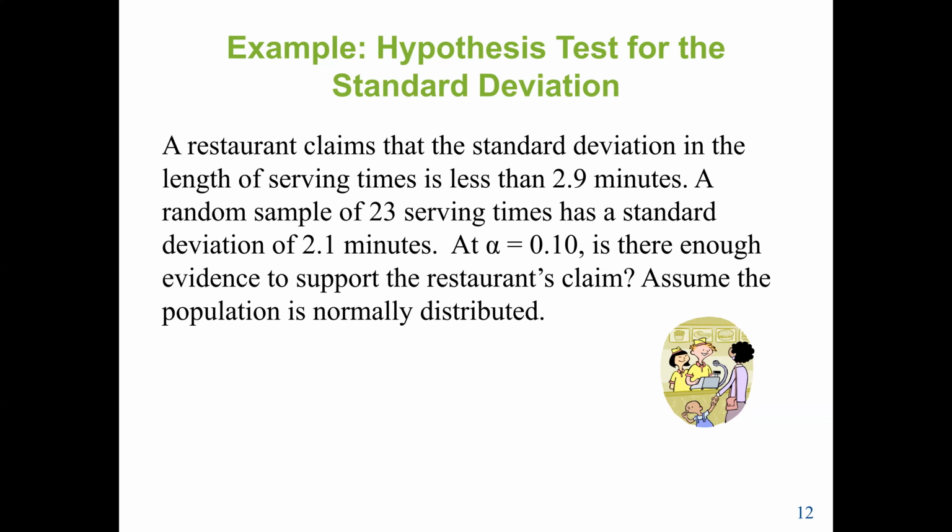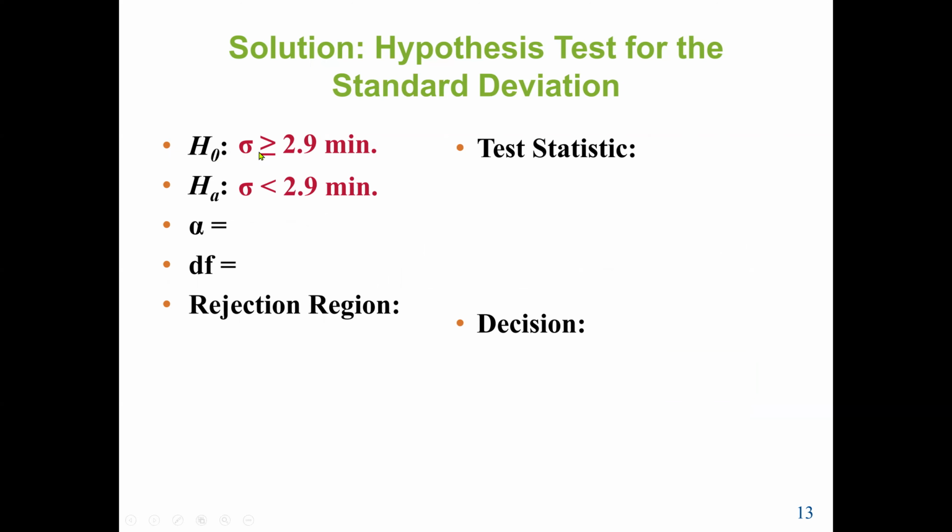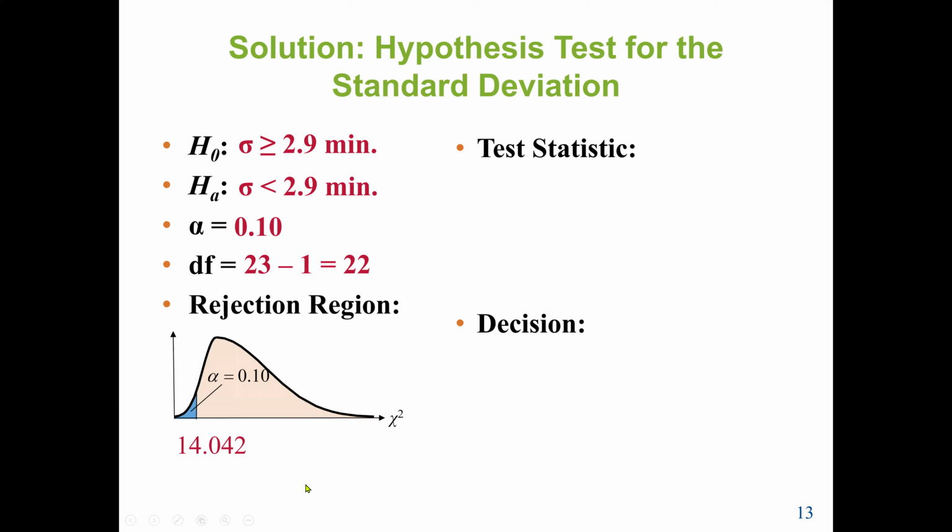First we need to state our H0 and HA. If the claim is less than 2.9, then H0 is greater than or equal to 2.9. So our H0 is, again, the standard deviation is greater than or equal to 2.9, and HA will be less than 2.9. Alpha is given as 0.1. We know degrees of freedom will be n minus 1, and we collected a sample of 23, so 23 minus 1. Then we draw the diagram. Based on the alpha value 0.10, our chi-square value will be 14.042.